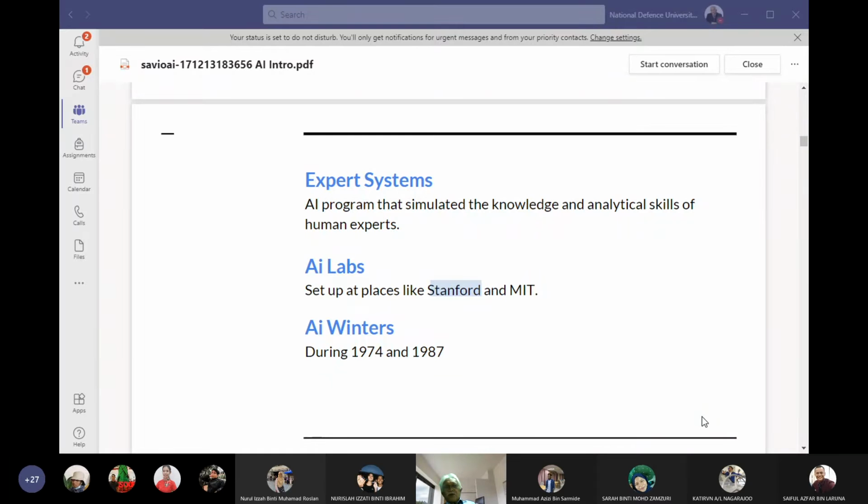Who else? What about Google? Who invented Google? Anybody know who invented Google? Fatin Shakira, who invented Google? Larry Page, sir. Larry Page. And his partner? Sergey. Sergey Brin. Larry Page. Okay.